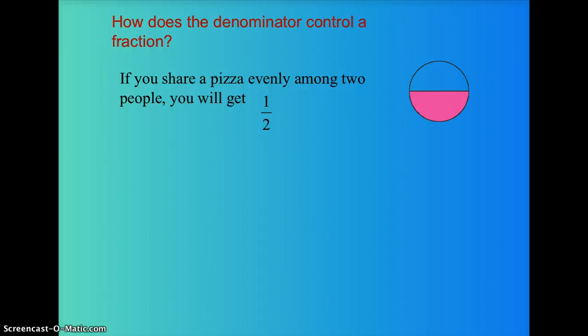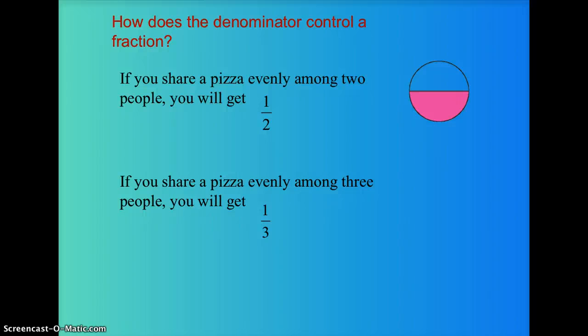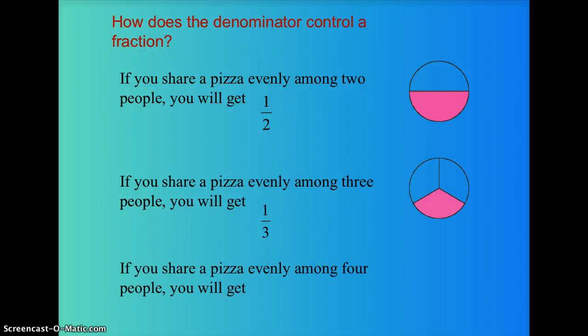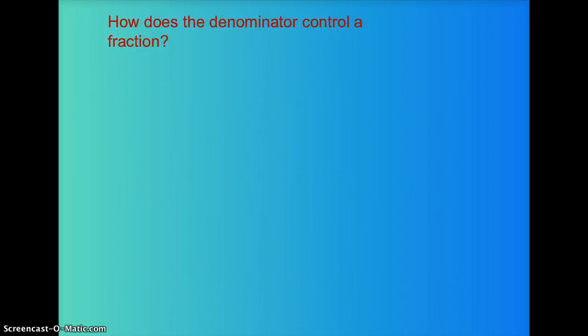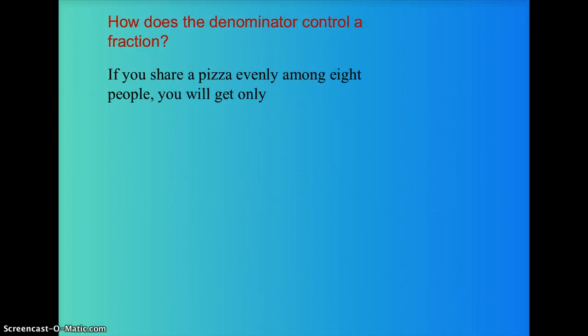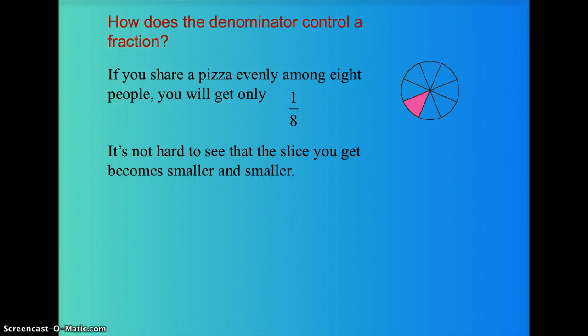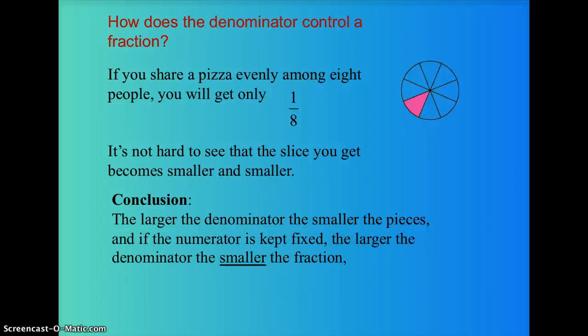If we split it evenly with 3 people, we'll each get a third of the pizza. With 4 people, we'd each get a fourth of the pizza. If it was 8 people, we'd get 1/8 of the pizza. So it's not hard to see that the slice you get becomes smaller and smaller, because I'm cutting the same whole into more pieces, but the size it started with was the same.